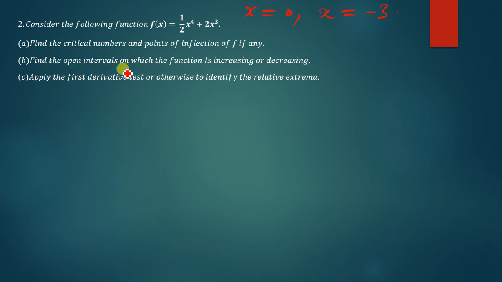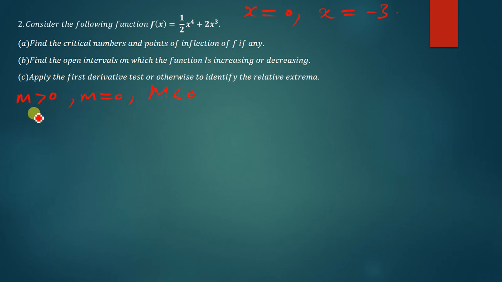Find the open intervals on which the function is increasing or decreasing. So this one is also straightforward. How do you find that? We know a function is increasing only if the gradient is greater than 0. So when the gradient m is greater than 0, the function is increasing. At the stationary point, the gradient is equal to 0. And when it is decreasing, the gradient is usually less than 0. So in terms of m as the gradient, this is what it means.